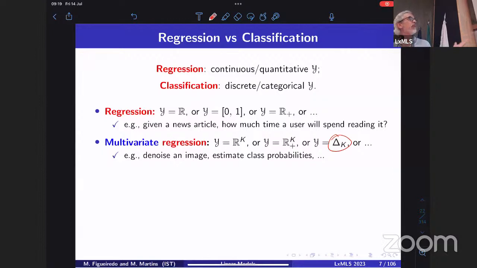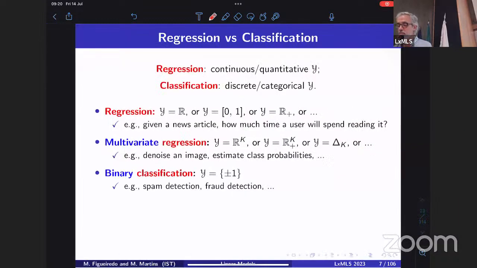So for example, multivariate regression: if you're doing image processing, all of signal and image processing are essentially multivariate regression problems, where you have some data and you want to produce another set of data, say the denoised image. Or if you want to estimate class probabilities in a classification problem rather than just classifying the objects, then you're predicting numbers, which are probabilities, that actually have to belong to that little triangle there, which is called a simplex.